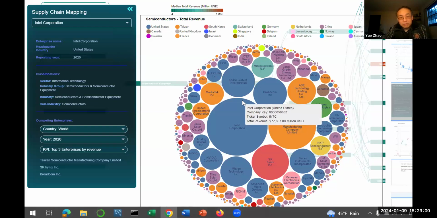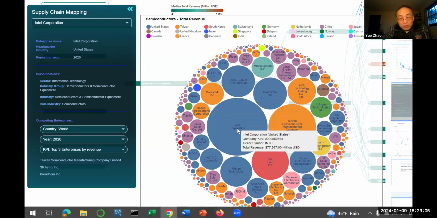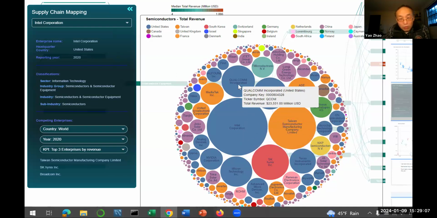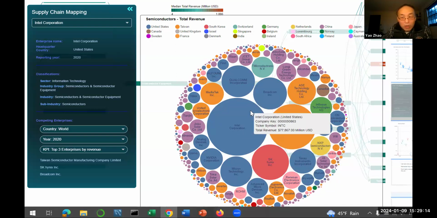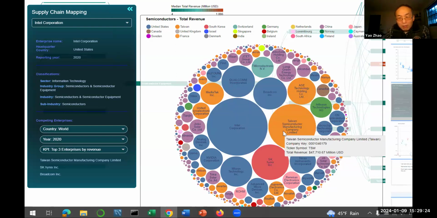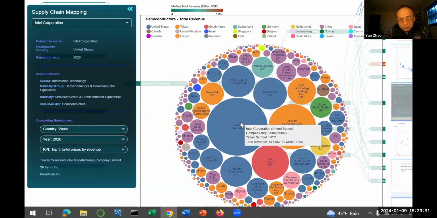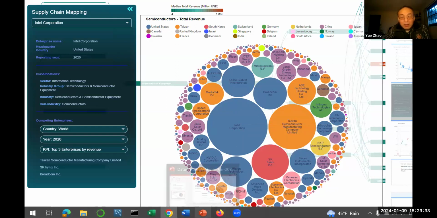We have the United States in blue, right? All these companies from the US in blue, such as Intel, Broadcom, Qualcomm, Micron, Texas Instruments, and so on and so forth. And now you understand why I was shocked, right? Because the US seems to have the most powerful semiconductor manufacturers in the world. Why invite Taiwan Semiconductor Manufacturing Corporation, TSMC? That was year 2020. So let me come back.